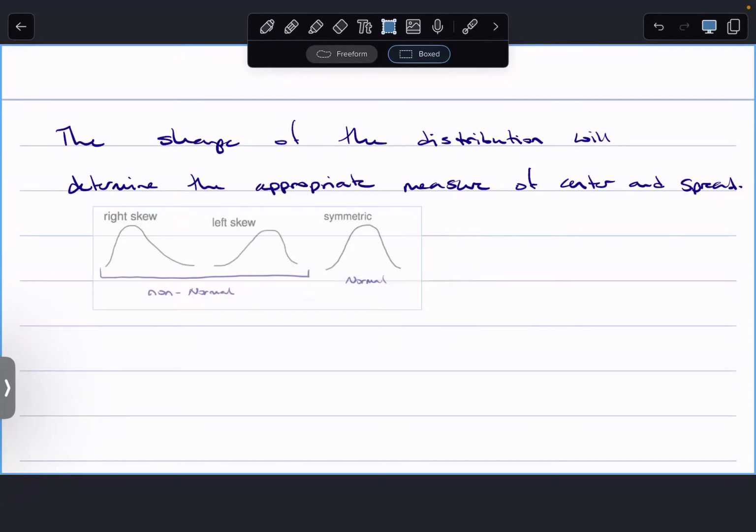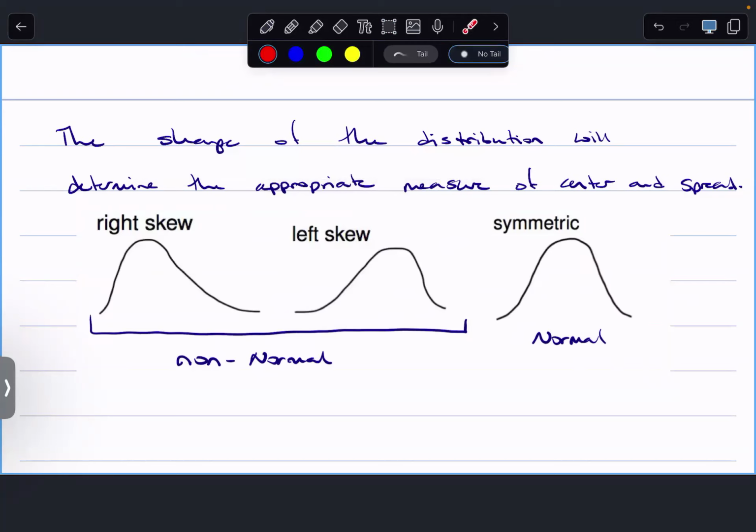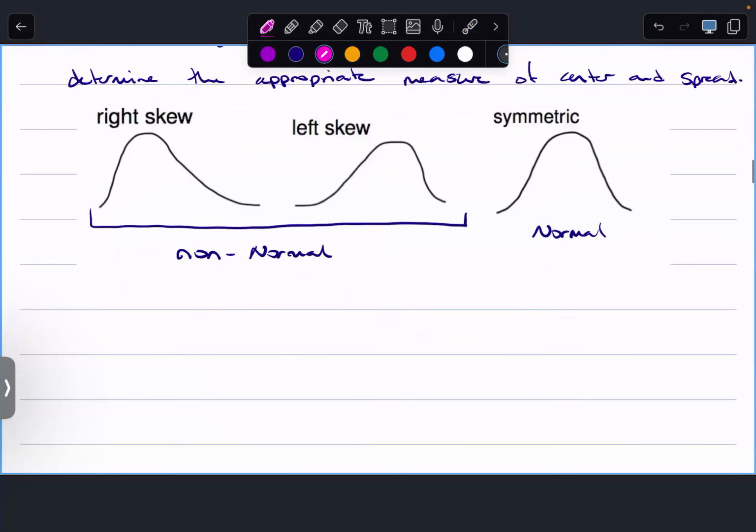So we've got these little guys here. We're going to lump it into normal versus non-normal. Now, if you have a normal distribution, we are going to use the mean and the standard deviation. They're appropriate measures of center and spread for just the normal distribution. So if we have a normal distribution, then the center is the mean and the spread, we're going to use the standard deviation.